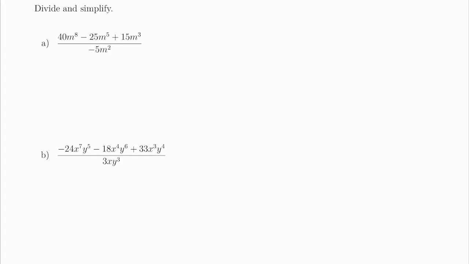4m to the 8th minus 25m to the 5th plus 15m to the 3rd, all divided by negative 5m squared, can be rewritten as 4m to the 8th over negative 5m squared, plus a negative 25m to the 5th over negative 5m squared, plus 15m to the 3rd over a negative 5m squared. Now we have three separate divisions we need to carry out.